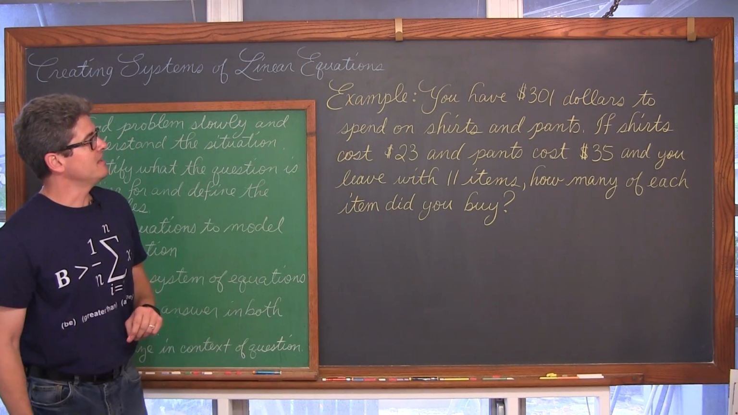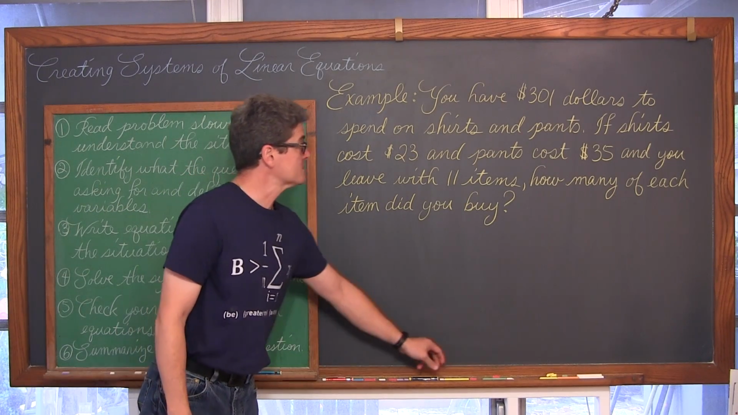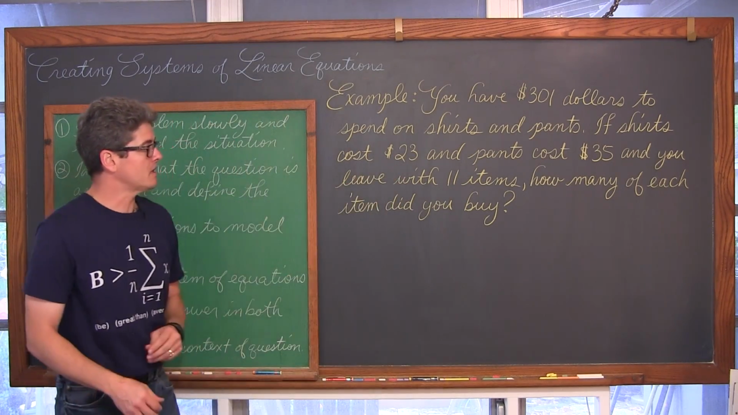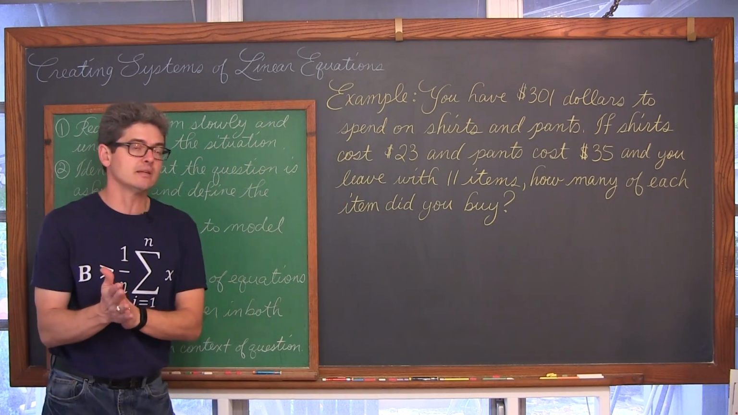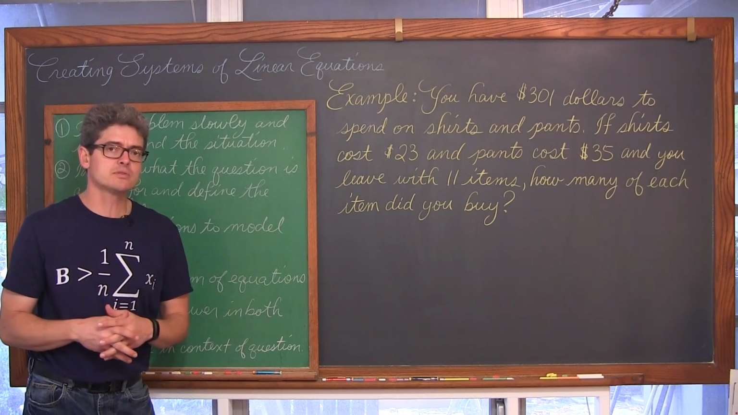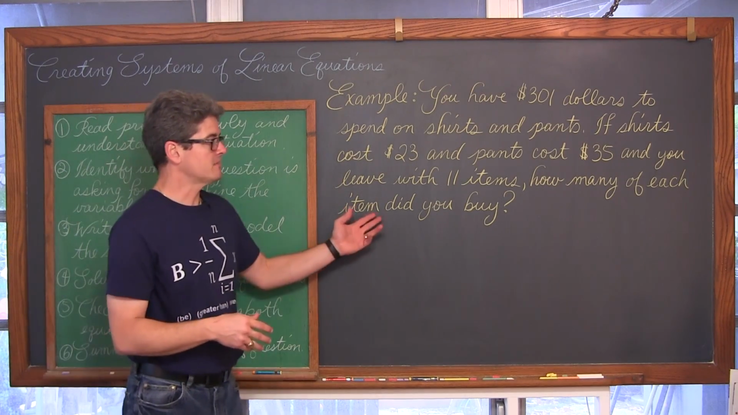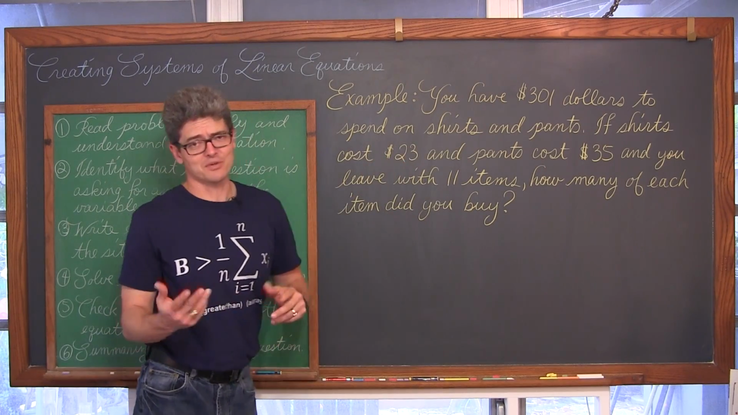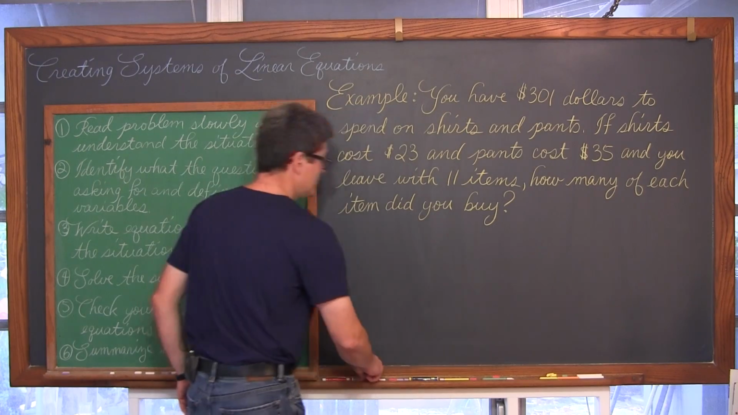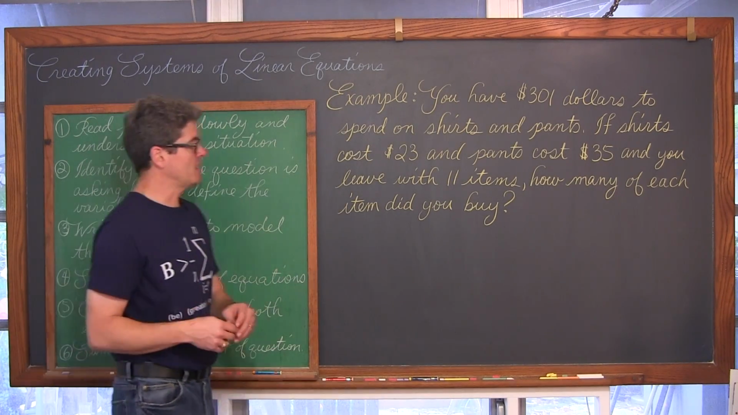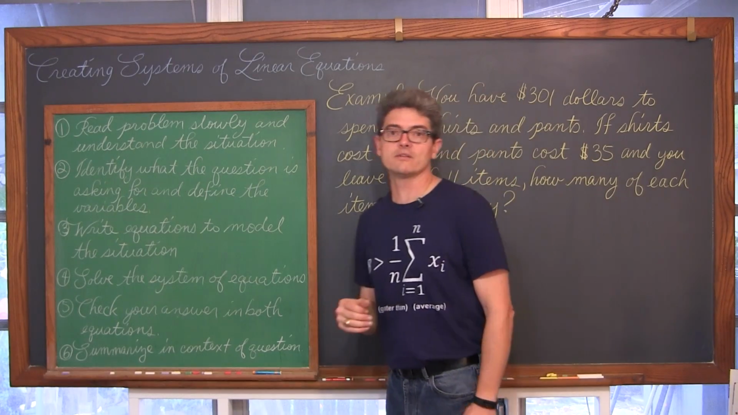So here we've got, you have $300 to spend on shirts and pants. If the shirts cost $23 and pants cost $35 and you leave with 11 items, how much did each of those items cost you? Or excuse me, not cost, we were given that $23 and $35, but how many of each of those items did you buy? Well, did you read the problem slowly? Did you try and identify what the question is asking for and define the variables?